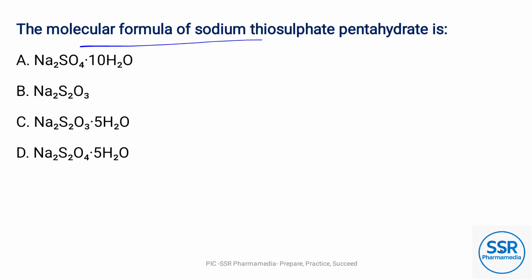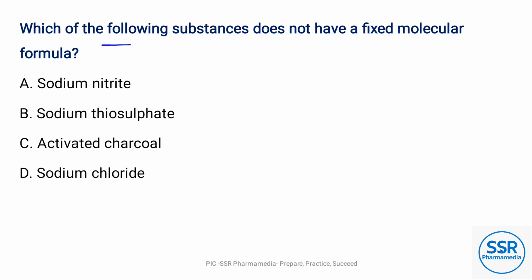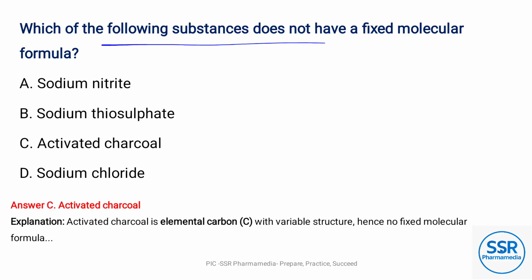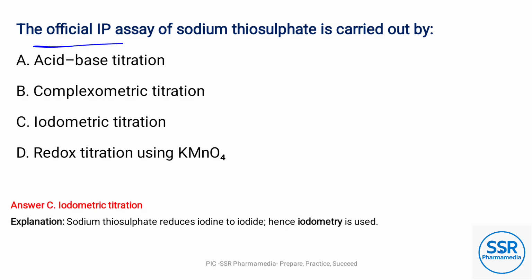The molecular formula of sodium thiosulfate pentahydrate is option C. Which of the following substances does not have a fixed molecular formula? So option C, activated charcoal. The remaining three have fixed molecular formulas. The official IP assay of sodium thiosulfate is carried out by option C, iodometric titration.